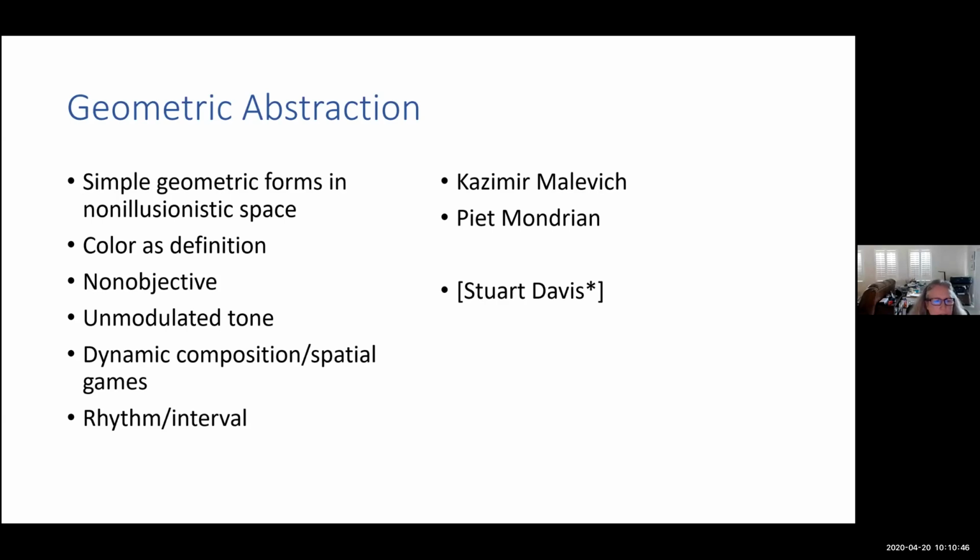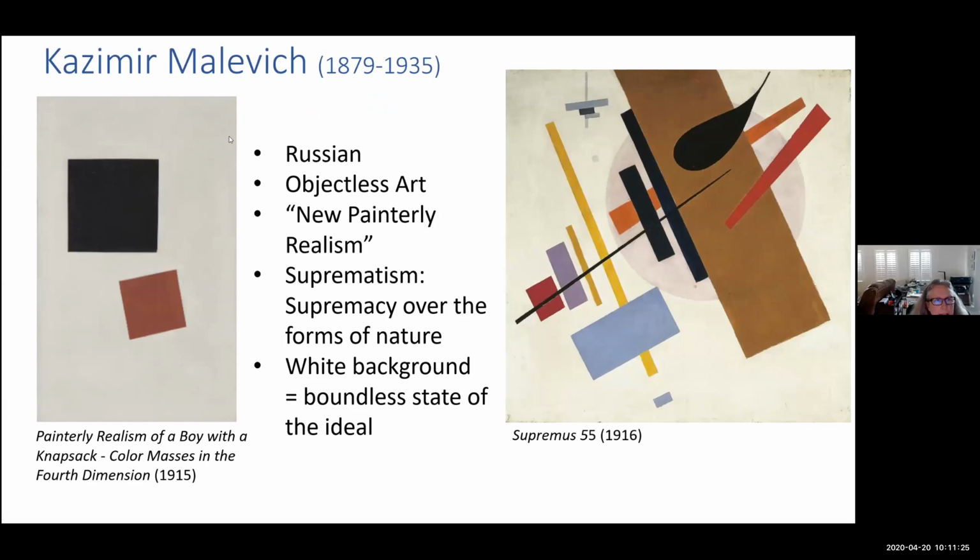And often you see dynamic composition games, playing with what's in front and what's behind in a still non-illusionistic space, and rhythm and interval. So some of the artists, well, the 2 artists mainly that we're going to look at are Kazimir Malevich and Piet Mondrian. And you'll see I have Stuart Davis listed here. He would not consider himself, nor would he be considered as really part of this tradition, but there are some aspects of his work that I want us to look at. So let's get started with Kazimir Malevich.